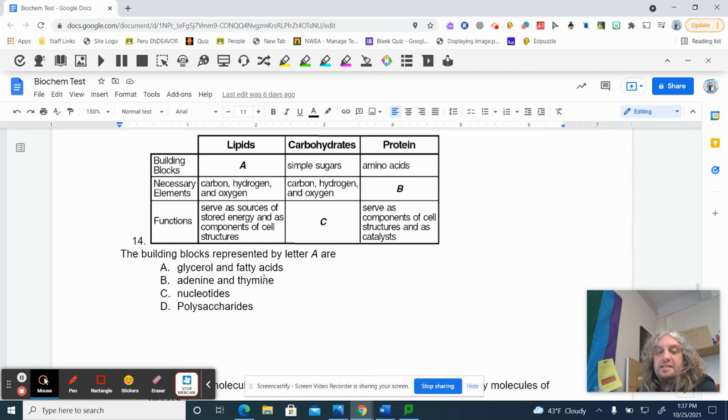A, glycerol and fatty acids. B, adenine and thymine. C, nucleotides. D, polysaccharides.